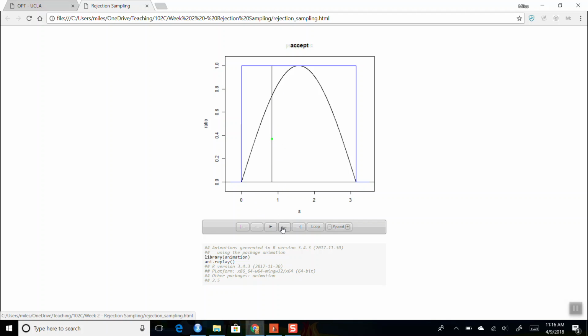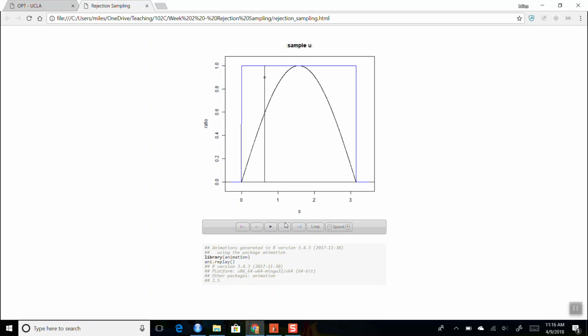Then we propose a new value between 0 and pi with equal probability. Here we're proposing a value like 1.8, and we sample a value between 0 and 1. We're sampling like 0.9-ish. That's below the curve, so we will accept it. Here's another value around 0.7. We propose a value, and we sample a value u.